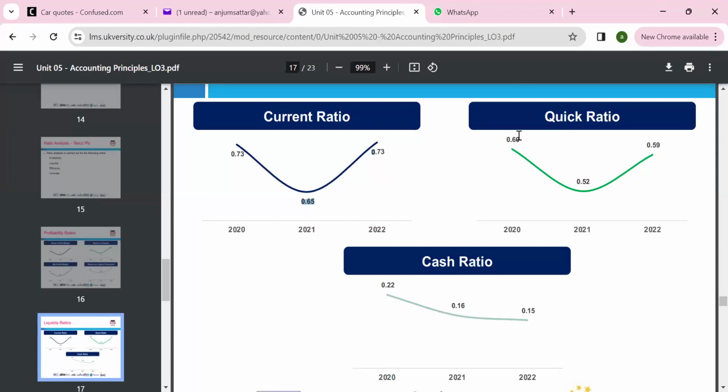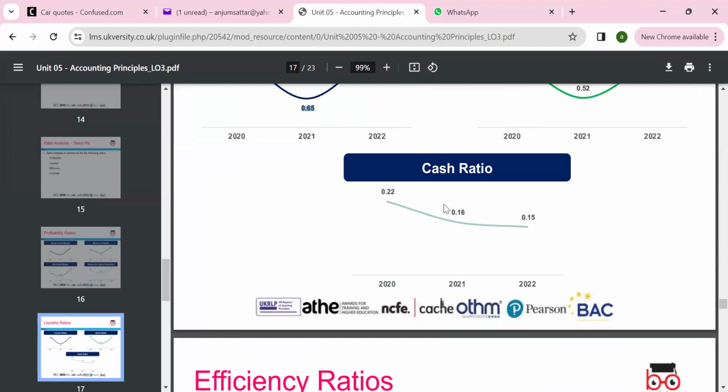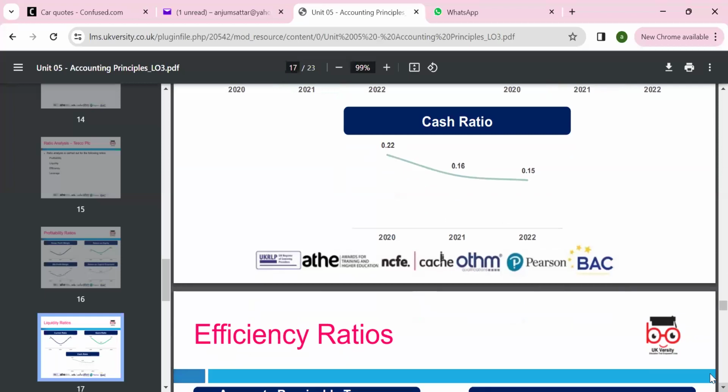Quick ratios, as we said, most liquid, it looks like a decrease and then an increase. Cash ratios, cash position, what happened is a decrease. That's not a good sign for the company. So cash is decreasing, and cash is the lifeblood of any business. Without cash, that company can struggle because the ratios are not good. It dropped from 0.02 to 0.16 and 0.15.